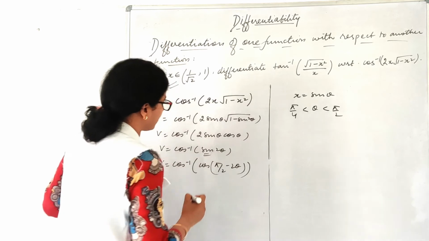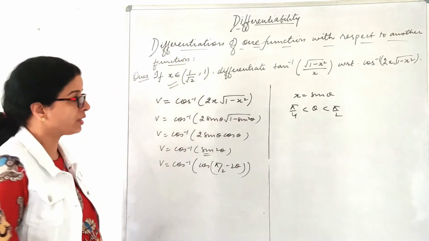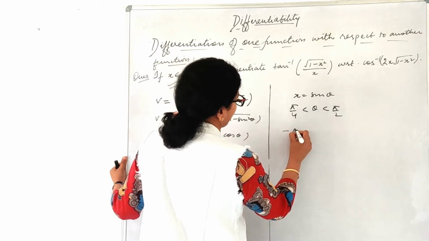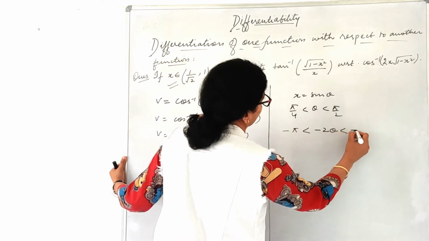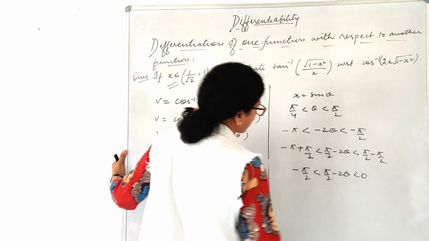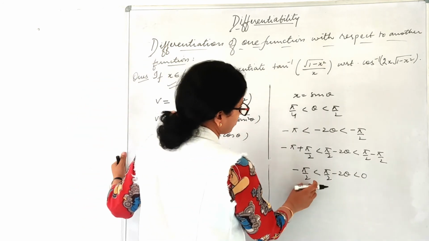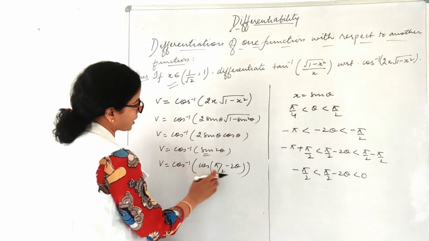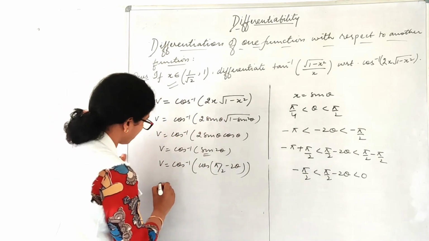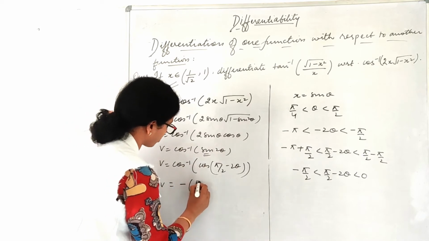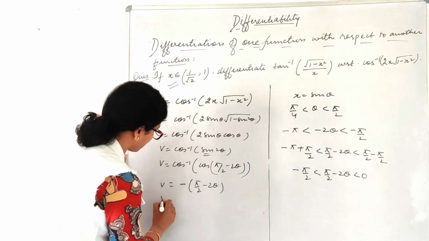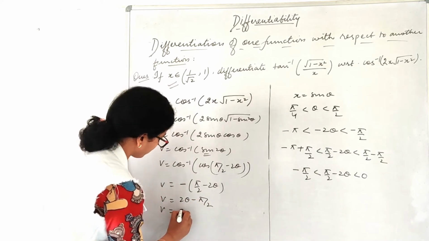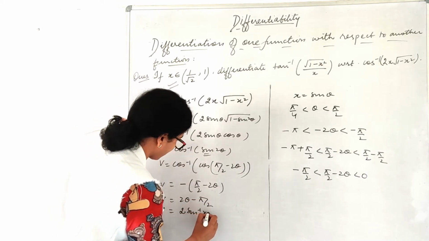Again we have to check whether it lies in the principal range or not. So we will check here. So multiply it throughout by minus 2. So minus pi less than minus 2 theta less than minus pi by 2. Add pi by 2 throughout. So whenever my angle lies between minus pi by 2 and 0, cos inverse of cos becomes minus theta. So v is equal to minus pi by 2 minus 2 theta. So v is equal to 2 theta minus pi by 2. So v is equal to 2 sine inverse x minus pi by 2.